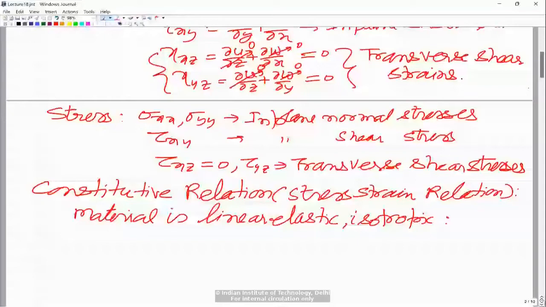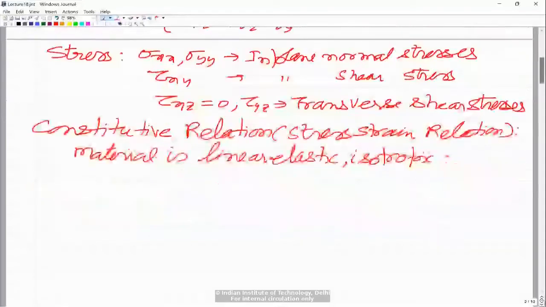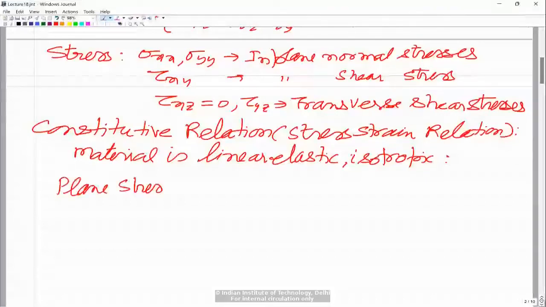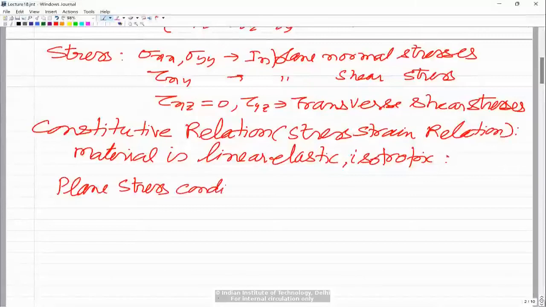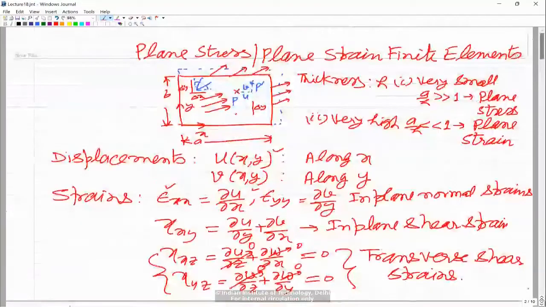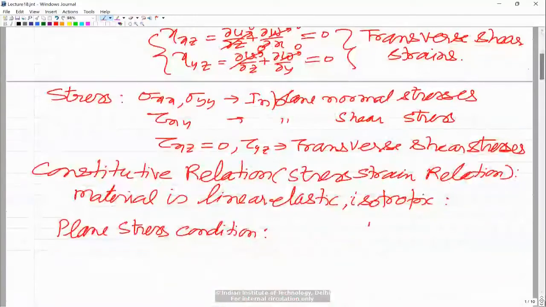The main difference between plane stress and plane strain comes in the stress strain relationship. So let me talk of the stress strain relationship for the plane stress case. Now if you take some point on the plate, and take a small square around that point, these are the stresses at a point.